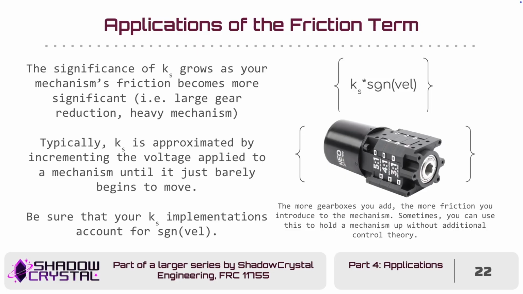Typically, you'll estimate Ks, in its most granular form, by just applying a certain incremented voltage. Like on 8726, we would just do 0.01 volt increments until your mechanism just barely starts to move. And that's going to be your Ks. You also want to make sure that your Ks implementations account for the sign of the velocity term, since that means that your friction will change direction.